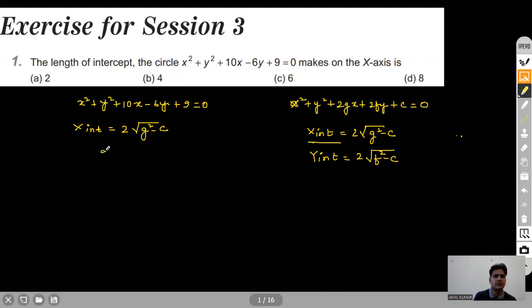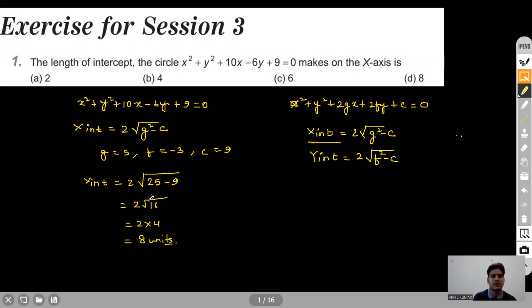So what is g here? g here is 5, and what is f here? f here is minus 3. But for identifying this x-intercept, we need the value of g only. And what is c here? c is 9. So our x-intercept made by this circle will be 2 under root g square, g square is 25, minus c, c is 9 here. So this is 2 under root 25 minus 9 is 16, that is 2 into 4, or we can say 8 units. So this circle makes 8 units of intercept on x-axis, right? So our answer is option D.